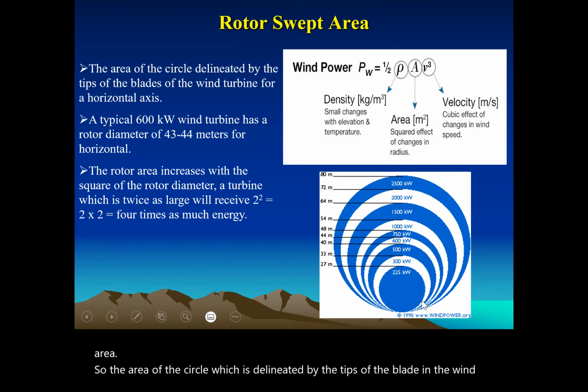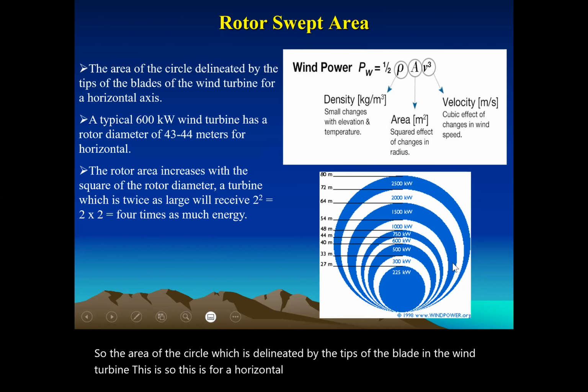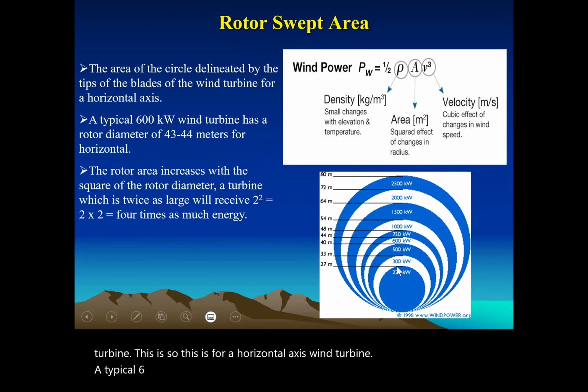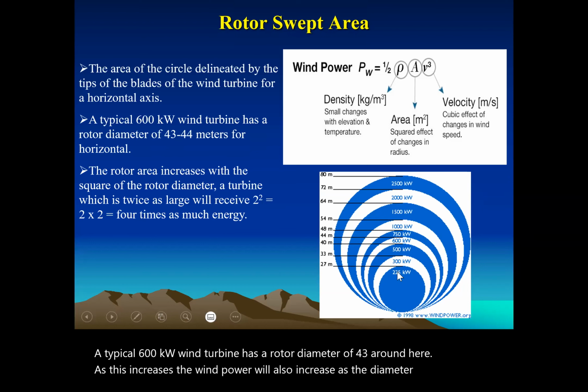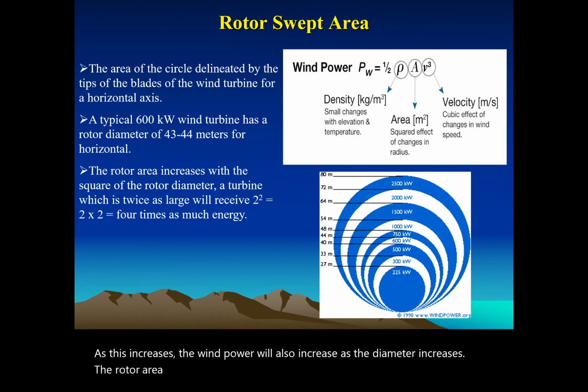This is for a horizontal axis wind turbine. A typical 600 kilowatt wind turbine has a rotor diameter of 43 meters. So as the diameter increases, the wind power will also increase. The rotor area increases with the square of the rotor diameter. So a turbine twice as large will receive 4 times more energy.